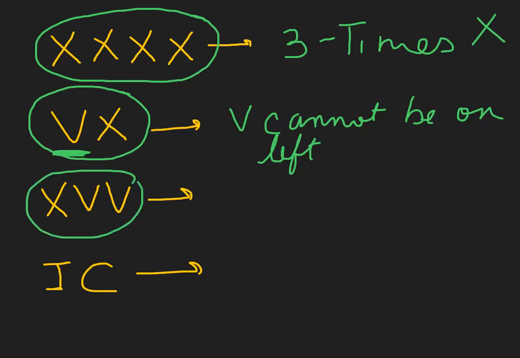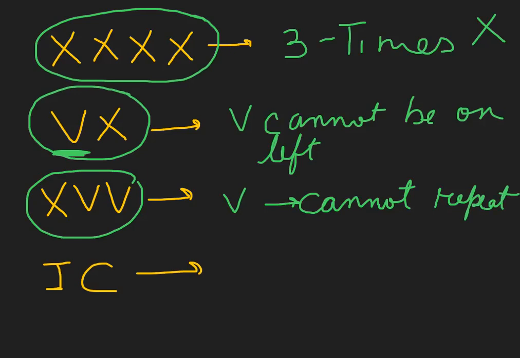Now why is this one wrong? This is wrong according to rule number 2, which means that V cannot be repeated. This symbol we cannot repeat. There are 3 symbols which I have told you, V, L and D, and these symbols I cannot repeat according to the rules.